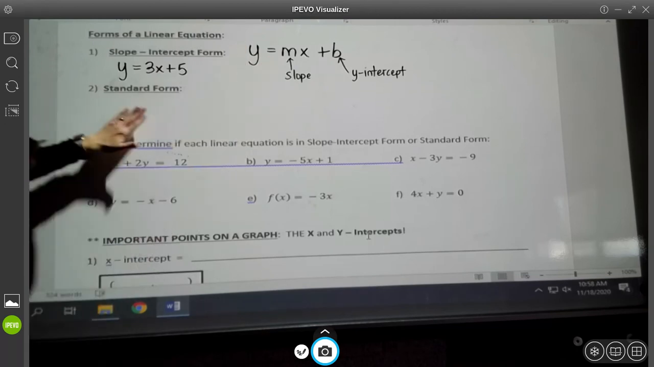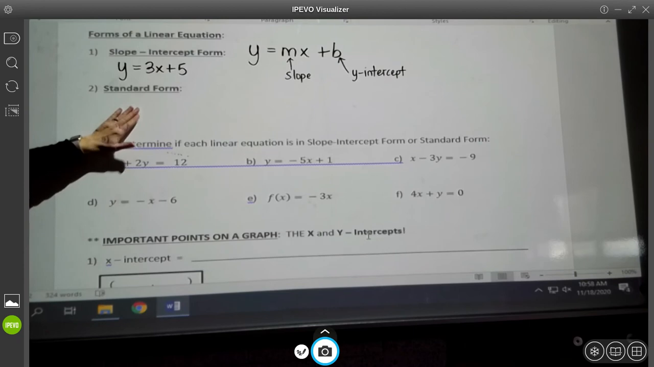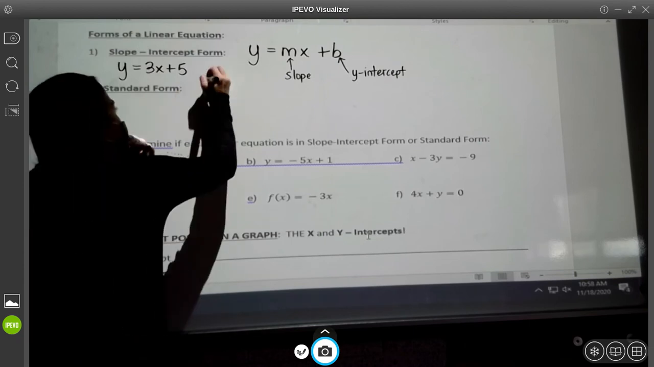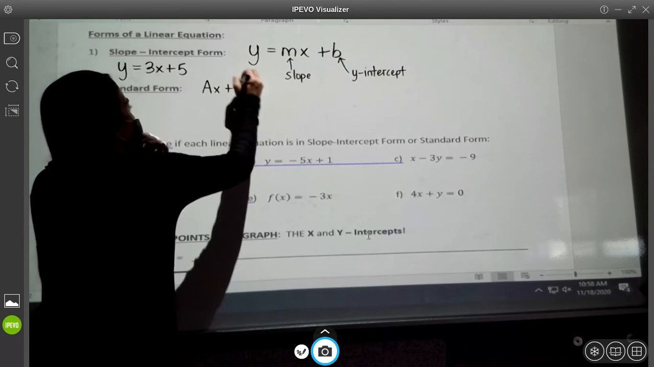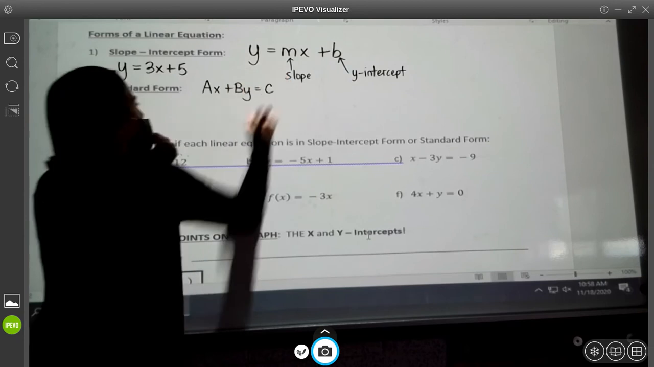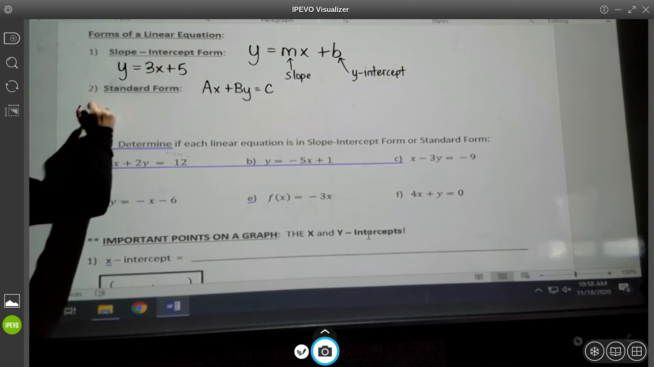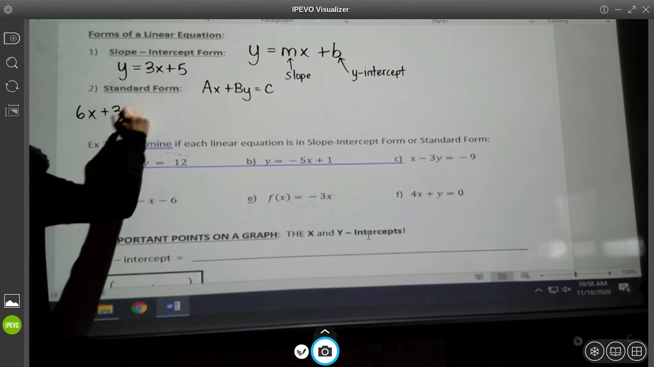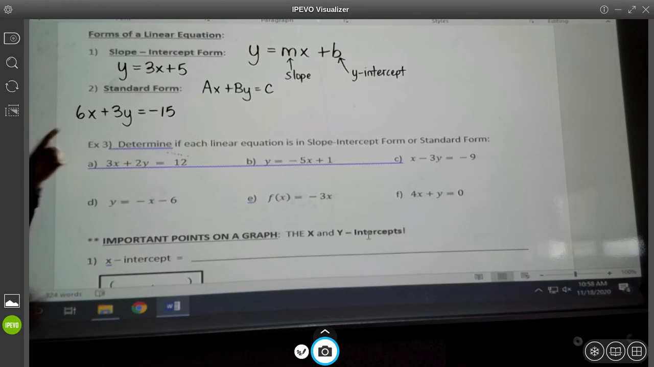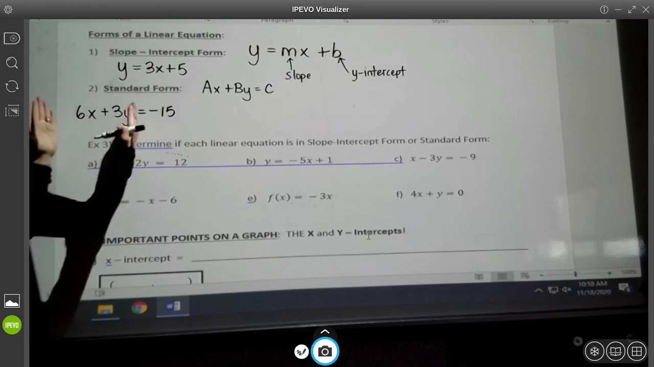ax plus by equals c. So that last example on your notes, I think it was 6x plus 3y equals -15. That was in standard form, where x and y are on the same side of the equal sign, and they equal a number. So x and y are on one side, and they equal a number.